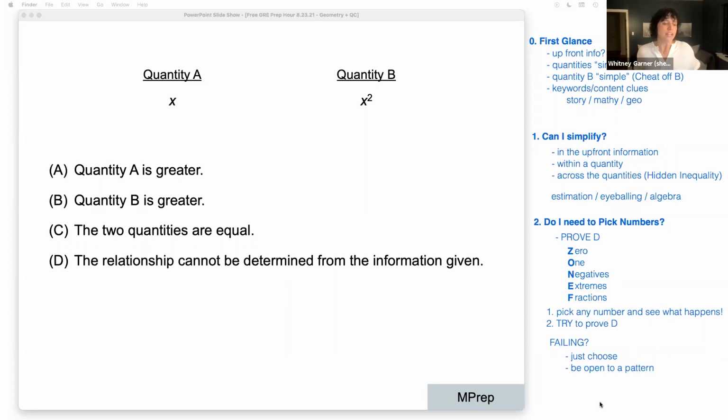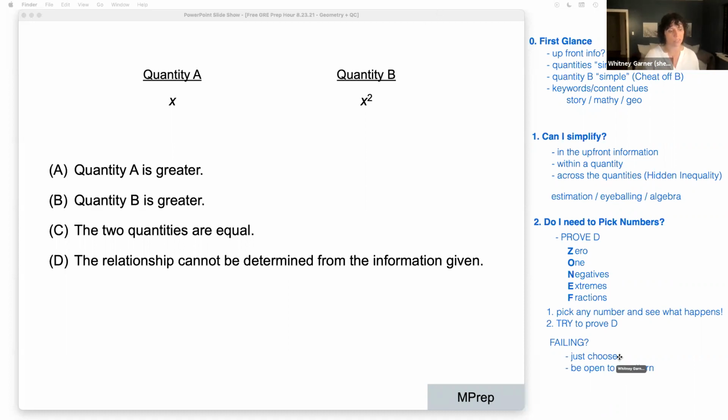Just be open to a pattern. So if you keep getting the same thing over and over again, you might consider, well, why am I getting the same thing over and over again? Is there something fundamentally true about one of these quantities that's just going to keep making it bigger? So I can stop testing numbers. I get it now. I see why this quantity is just always going to be bigger, or I see why these quantities are always going to be the same. But if I don't see a pattern, no big, I'm going to just choose.